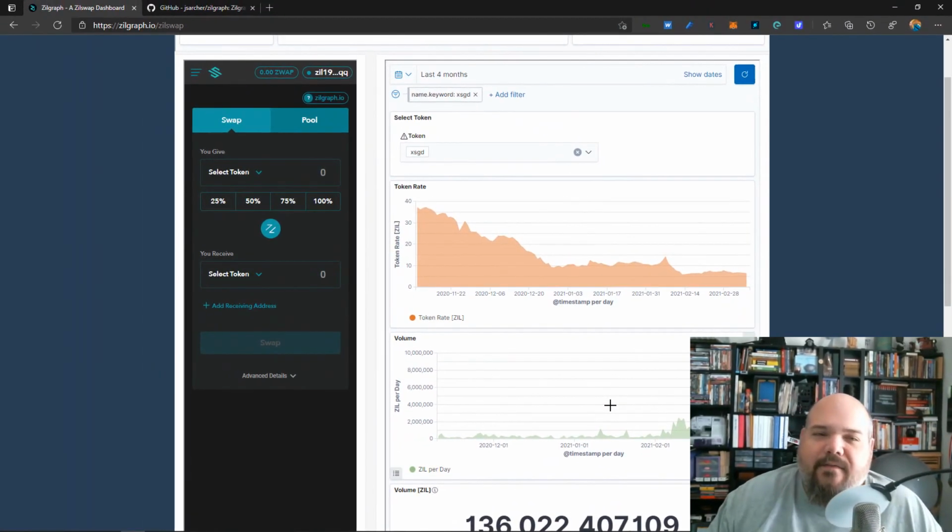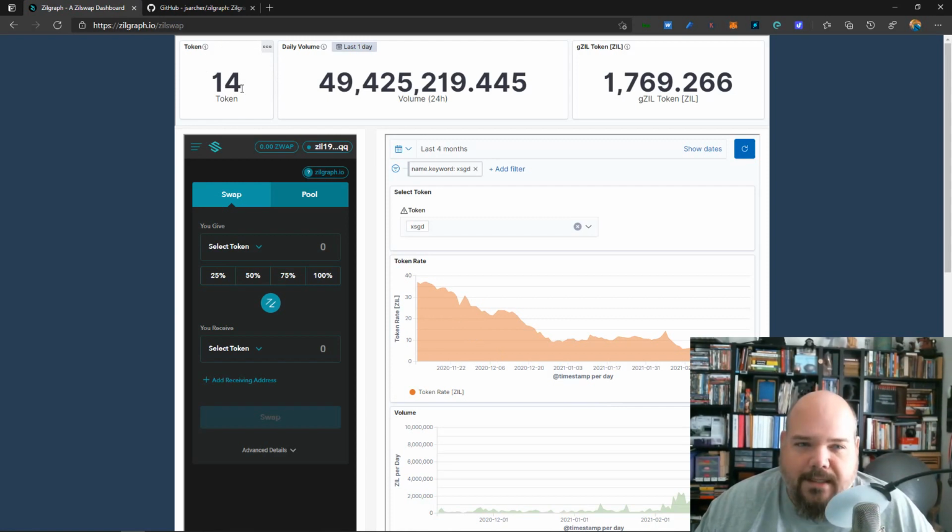So at the very top, you can see they're tracking 14 tokens. It gives us the 24-hour volume. This is total across all of ZilSwap. Right now, one of the big milestones when I'm recording here in early March 2021 is we're hitting 50 million per day. And then we have information about GZil, of course, as the governance token.